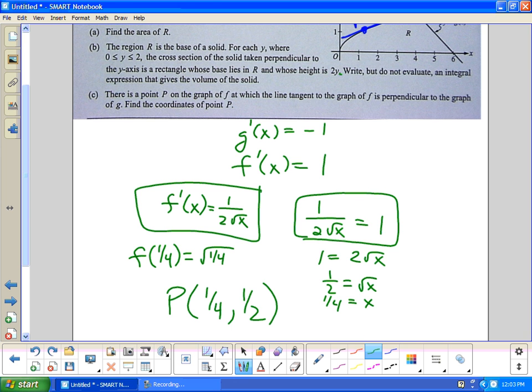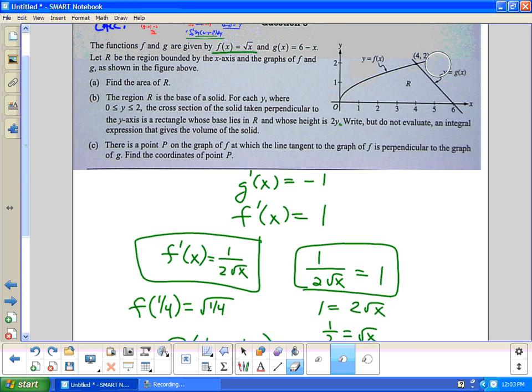Plus or minus 1/2. Look at your graph. Minus goes away. There is no minus. It is plus or minus 1/2, but we know to ignore the negative because the curve is in the first quadrant. So there's point P, and the coordinates of P is a point.